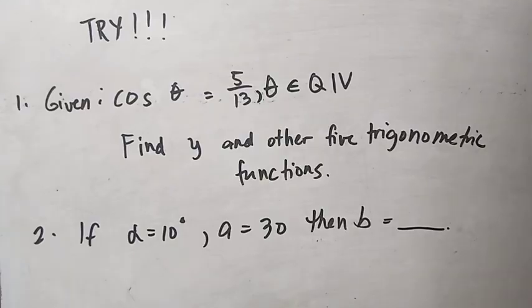So that's all for the trigonometric functions. Now it's your turn to try exercises 1 and 2. Given the cosine theta is equal to 5 over 13, wherein theta is in quadrant 4, find y and other 5 trigonometric functions. And in number 2, if our alpha is 10 degrees, this is in a right triangle, and a is equal to 30, then find b.